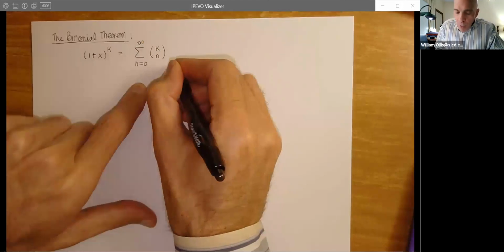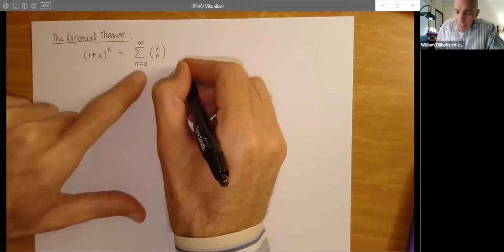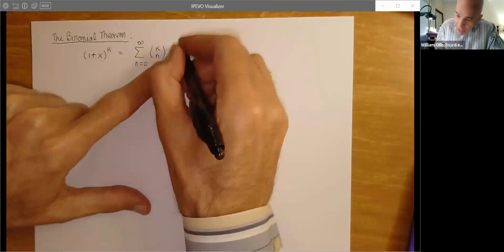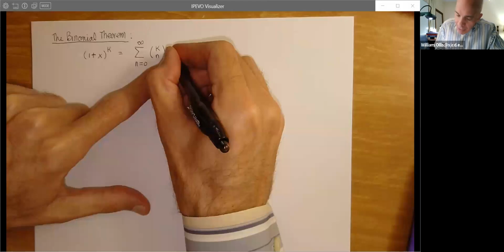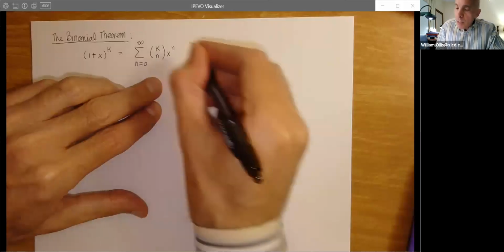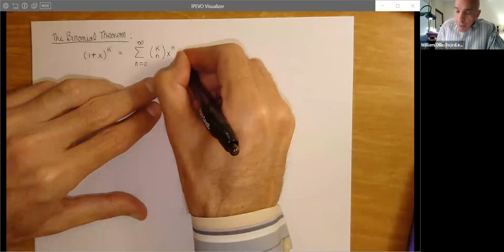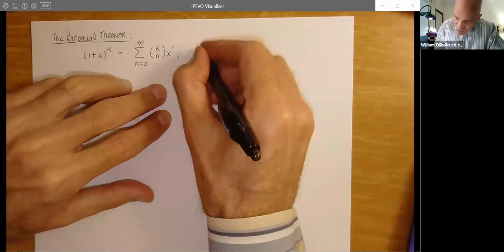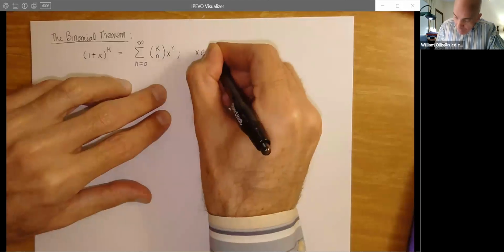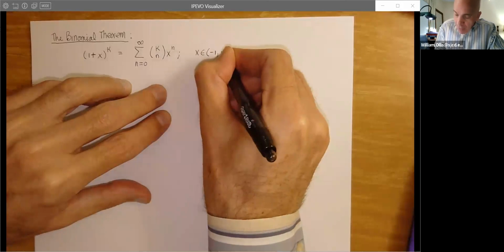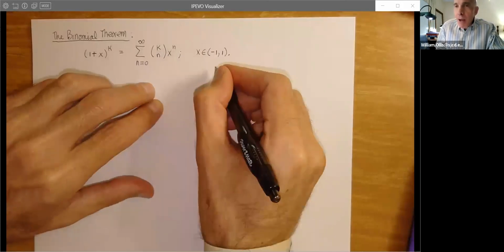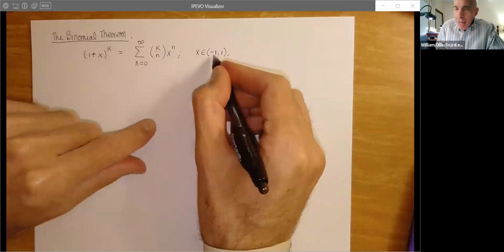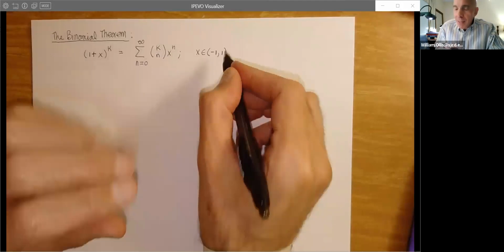So 1 plus x to the power k will be the sum from n equals 0 to infinity of k choose n, the binomial coefficient, times x to the n. So this is basically a Maclaurin series, and this will work for any k on this interval. Now, if k is a positive number that is greater than 0, then we can get this to work at the endpoints. I'll say more about that later.